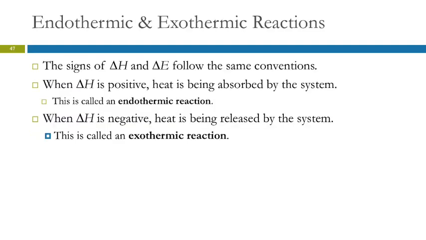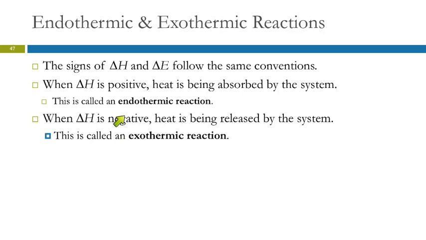The signs follow the same conventions. So delta H, H means enthalpy, but it measures the heat, right? So you can think of the H as heat. That's okay. It's not technically correct, but it's okay. So if delta H is positive, heat is being absorbed by the system. If delta H is negative, heat is being released by the system.